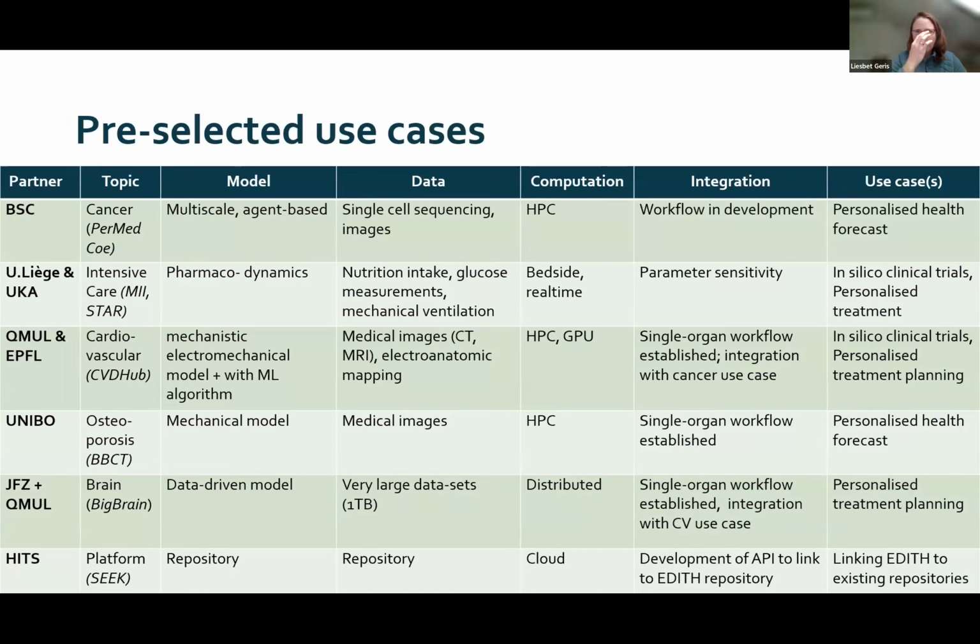Now, in order to really have a good idea of what is expected and what might work, we have a number of pre-selected use cases in the EBIT consortium that, as you can see, cover different diseases, different organ systems, different modeling types, so that we have a wide variety. We have different data requirements, different compute requirements, different ways in which they can integrate with one another or with pre-existing platforms, and then different end users for these models.